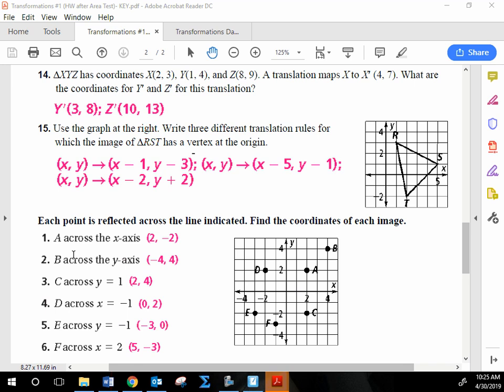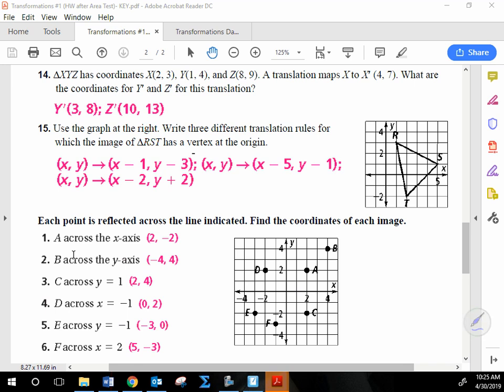Alright, do we have questions on 14, 15, or 1 through 6? I didn't get number 1 through 6. So for 1 through 6, you have to just draw every scenario for it.